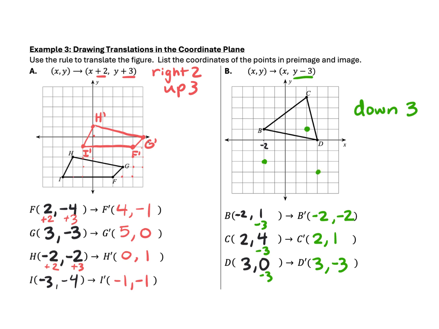And you can see too, if we were to just count the points, 1, 2, 3, there's my B, 1, 2, 3, C, and 1, 2, 3, D. Let's form our triangle, and then don't forget to label the coordinates of your image with the same letters, but with the prime symbols. And there we go, that's a translation.